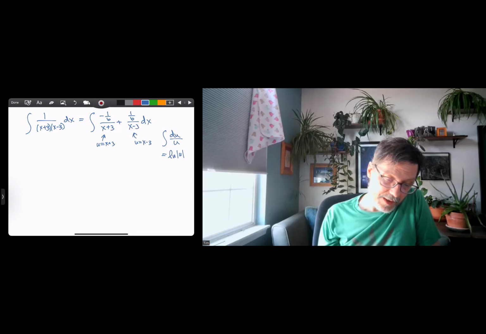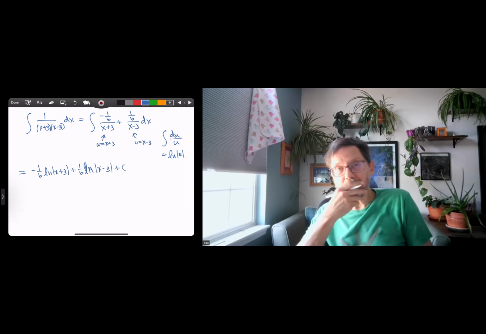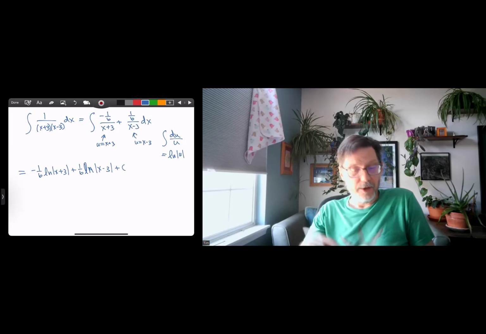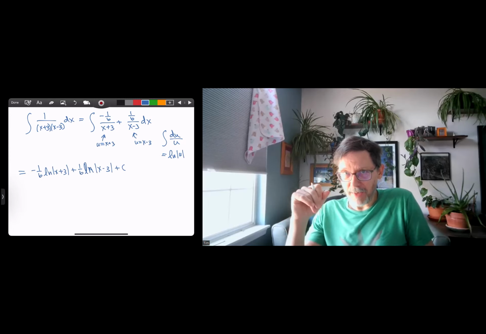And my next step then is that this is equal to negative 1/6 log of x plus 3 plus 1/6 log of x minus 3 plus c. Done. Right? Not bad. There's fancy things I could do with these logs if I wanted to, but I try to keep things nice and tight today.